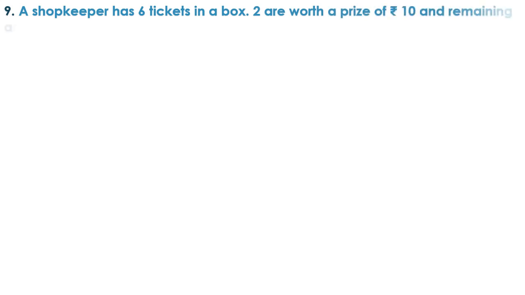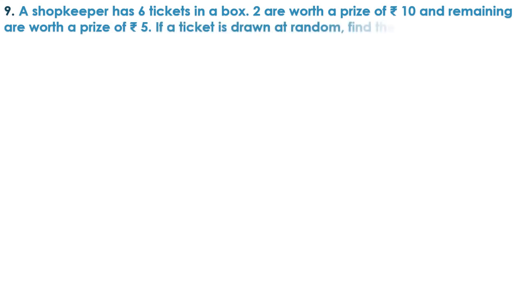Question number 9. A shopkeeper has 6 tickets in a box. 2 are worth a price of rupees 10. Okay, the practical kind of questions, I love them. And remaining are worth a price of rupees 5. If a ticket is drawn at random, find the expected value of the price.